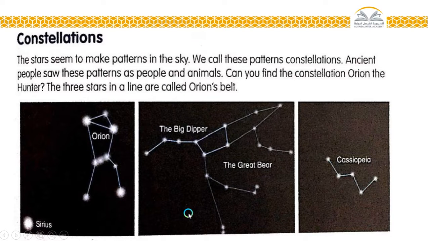After that, we're going to speak about constellations. What does constellation mean? It's a group of stars together that form a pattern in the sky. These patterns are called constellations. The ancient people saw these patterns as people and animals. Can you find the constellation Orion the Hunter? The stars in a line are called Orion's belt. So this one is Orion. Stars can make many shapes, sometimes animals, like the Big Dipper, the Great Bear, or Cassiopeia. Those are the most important constellations we can see.